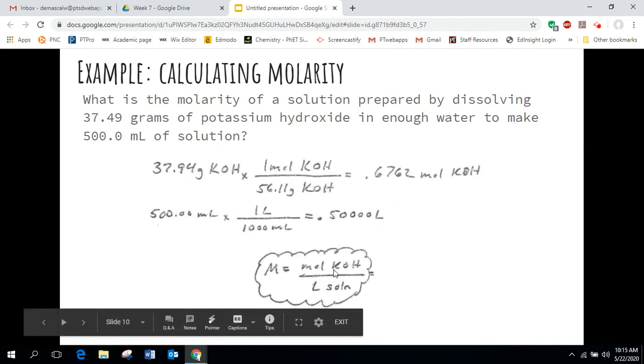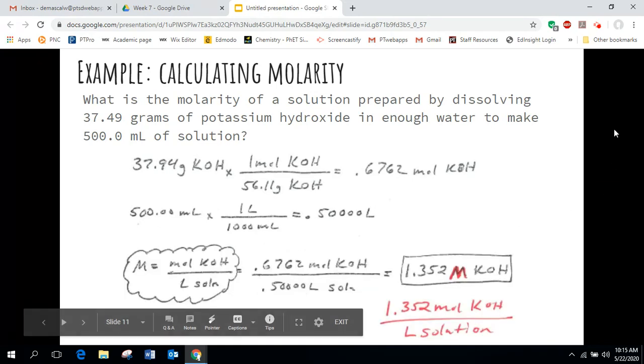So we can plug that into our equation. Moles of solute over liters of solution. And when we do that, the 0.6762 moles over the 0.50000 liters, divide that out, you get 1.352 moles of potassium hydroxide per liter of solution. We can write it out that way, 1.352 moles of KOH per liter of solution, or you can just put the big M after it and then whatever your solute is. Big M KOH means moles of KOH per liter of solution.